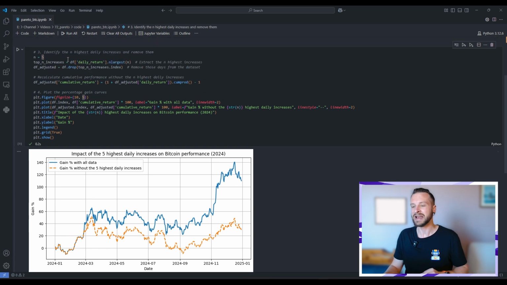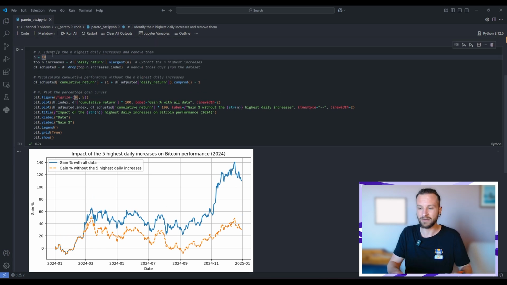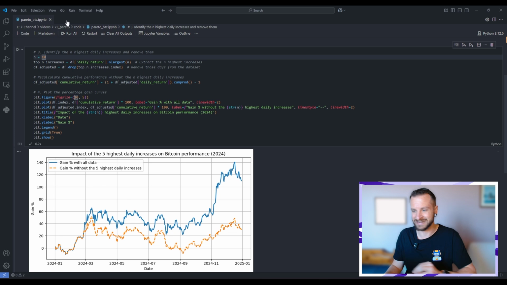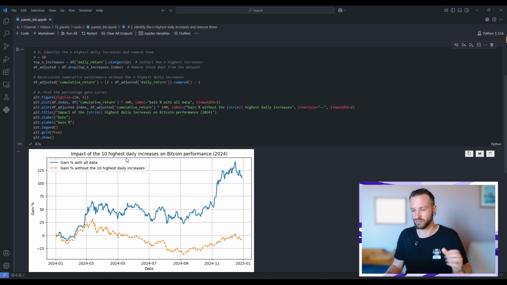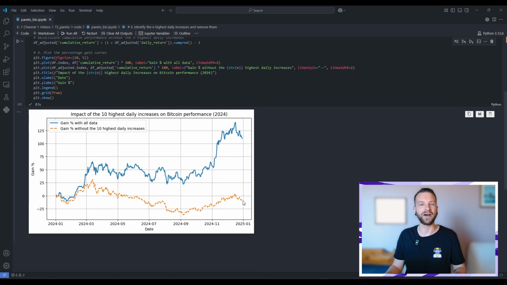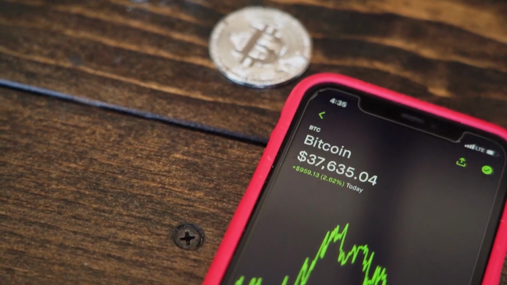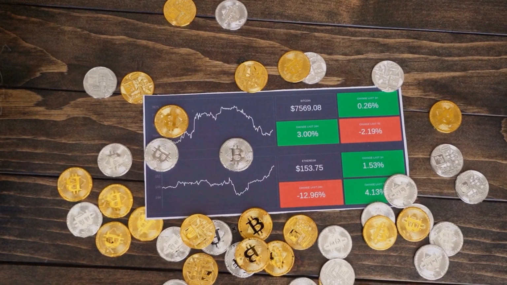That's crazy. Let's go further. You're thinking 5 days out of 365 is nothing, but there you go. Let's now do 10 days. I'll run this again and we'll see how it goes. We now actually have a negative performance if we remove 10 of the top days, which means that most of the BTC pumps, most of the profits you can make from BTC, only come from a few select days.